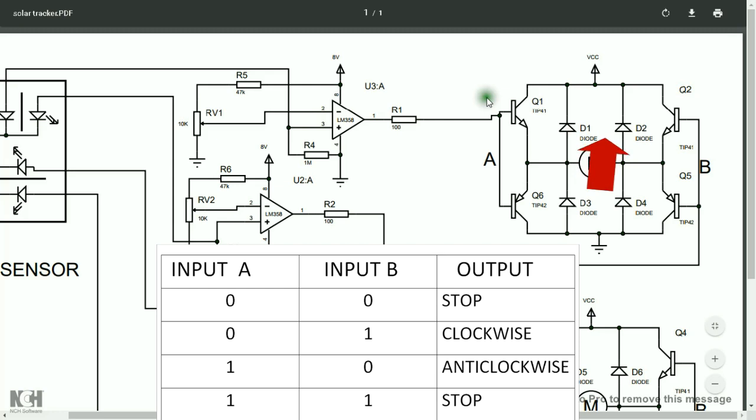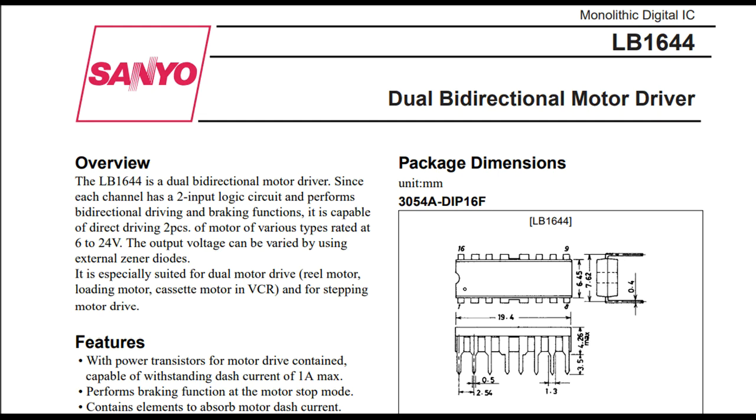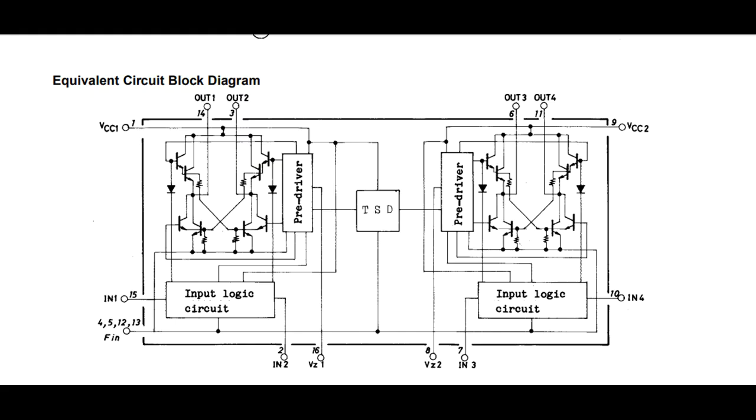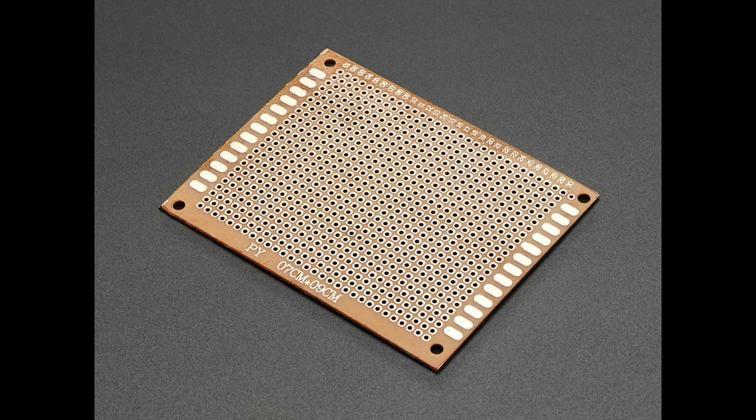In my prototype here, instead of using 8 transistors, I just used this salvaged LB1644 IC. This IC contains 2 H-bridges. The input logics are also the same, so there's no problem. It also saves a lot of space. I made the circuit on a small perf board and assembled all the parts.